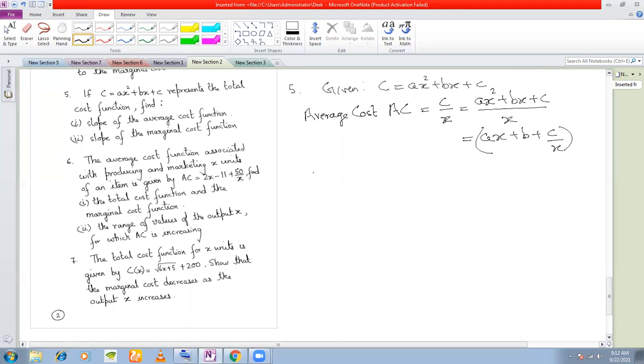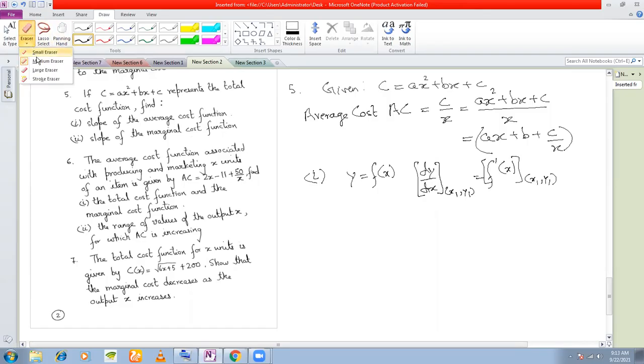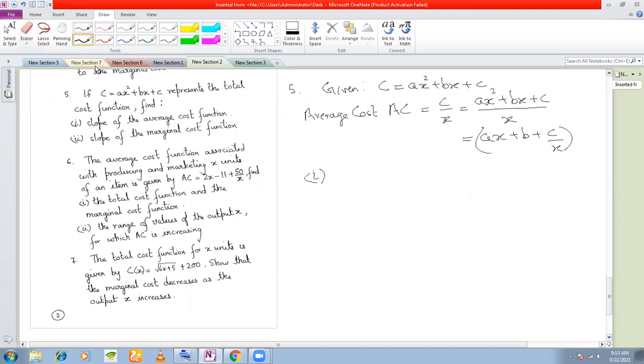Now, if you need to find out the slope of the average cost function, how do you find out the slope of y is equal to f(x)? You remember? You differentiate dy/dx. At any point (x1, y1), the slope is equal to f dash x at that point (x1, y1), right? That is how you find out the slope. You know the average cost, so this will be a curve, right? So what should be the slope of the average cost function?